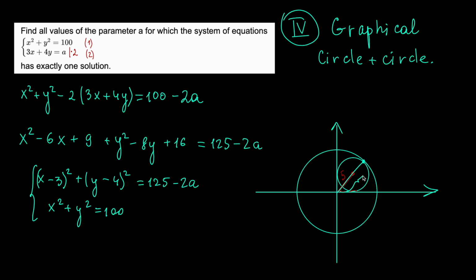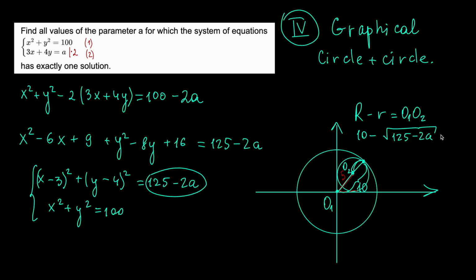So this is the radius of a larger circle, it is equal to 10, and this is the radius of a smaller circle, which is square root of 125 minus 2a. And the idea is that the larger radius minus the smaller radius is equal to O1O2, where O1 is this point and O2 is this point. So we have 10 minus square root of 125 minus 2a equals 5.